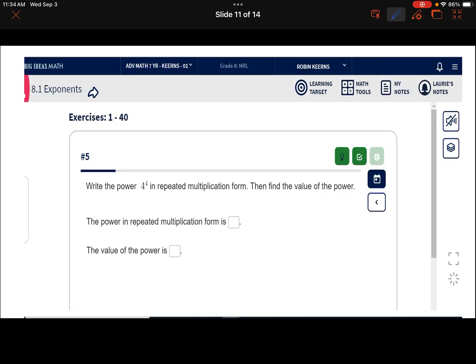Okay? So let's talk about what you're going to do here. When you log in, you're going to get to your assignment, open it. I think this is number 5, although I might have renumbered it. It might not be your number 5. It might be one of the first couple that you have. But just to show you what some of them are going to be, the power in repeated multiplication form is, so you're going to type 4 times 4 times 4 times 4.